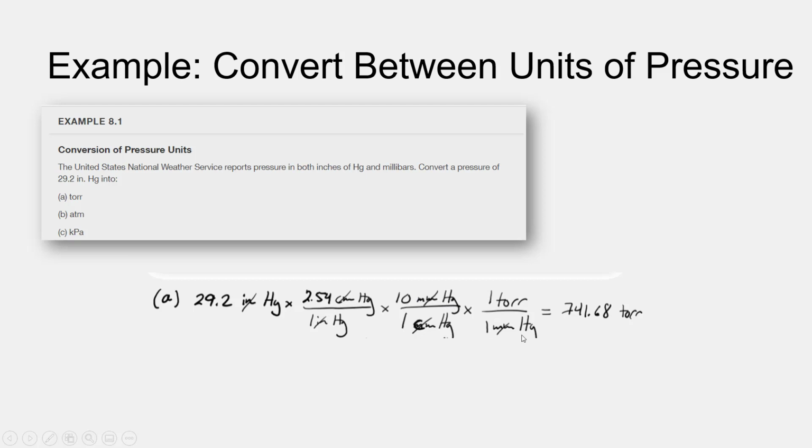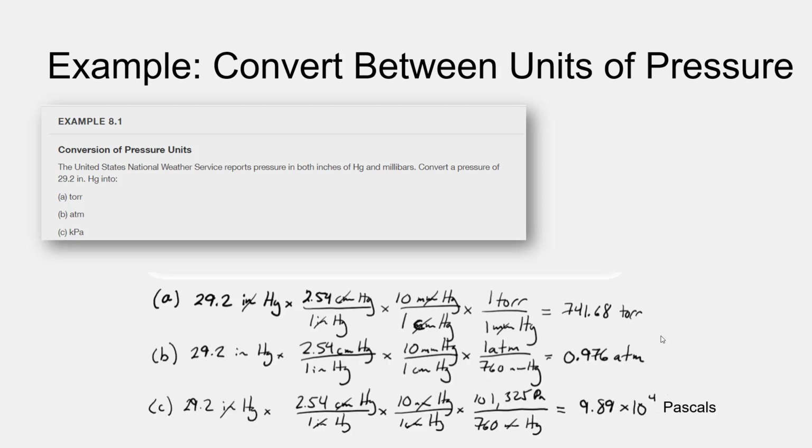A torr and a millimeter of mercury are the same size, just 2 different names for the same unit. So our last conversion factor is multiplying by 1 torr per 1 millimeter of mercury. 29.2 times 2.54 times 10 times 1, 741.68 torr is equivalent to 29.2 inches of mercury. And we'll come back and reconcile sig figs in our last step, but your measurement that you report should have 3 sig figs for each pressure measurement.